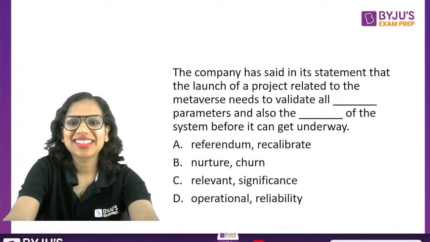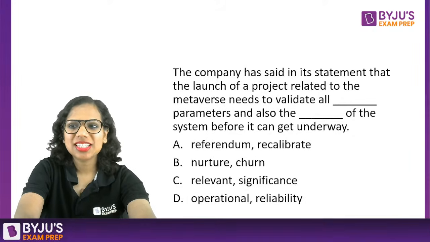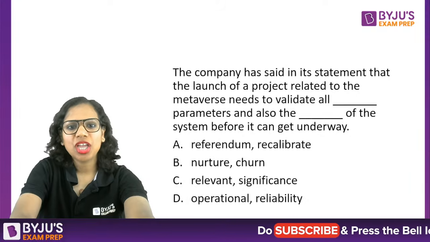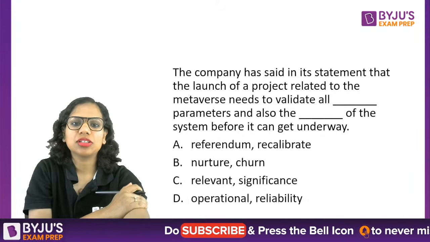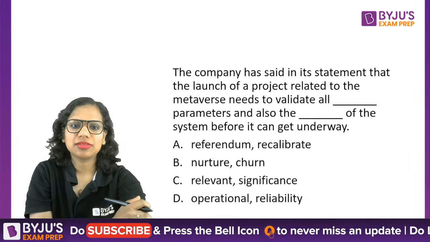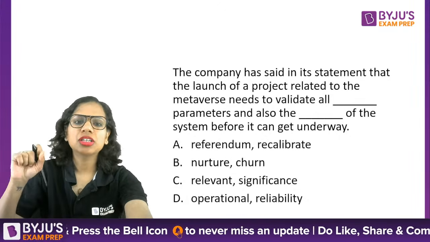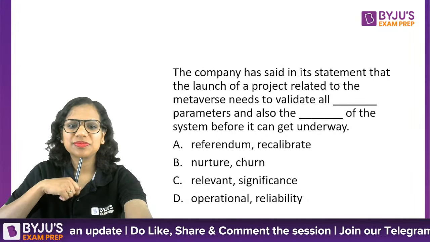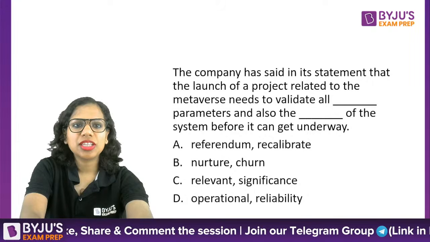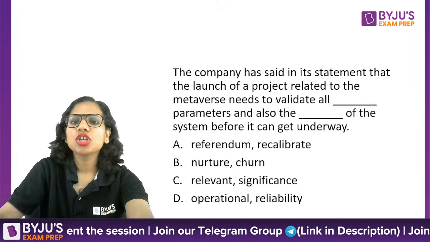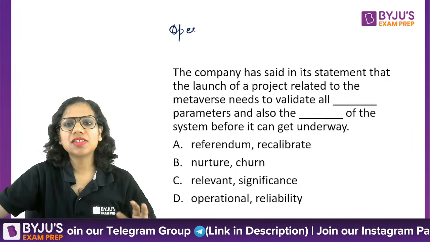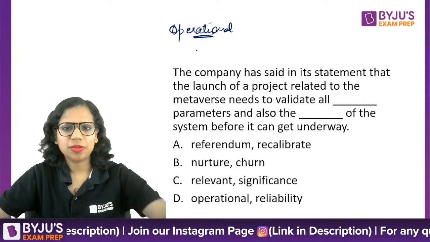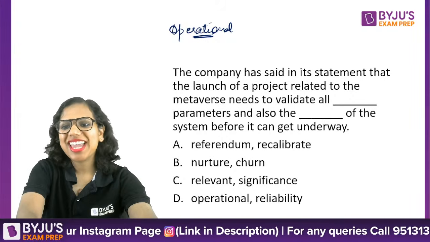I think A and B were easy to reject. Yes, the choice is between C and D. Now, what is the meaning of the word operational? The plant is currently not operational, if I say that. That means it's not functioning, it's not working. So operational means something that is in a working condition, right? Relevant parameters.